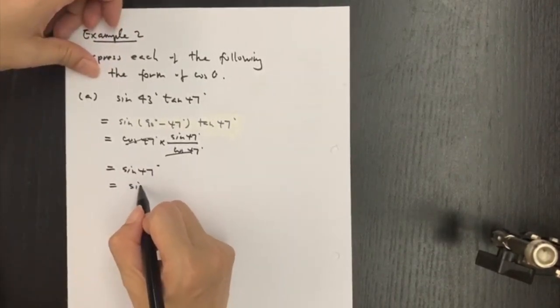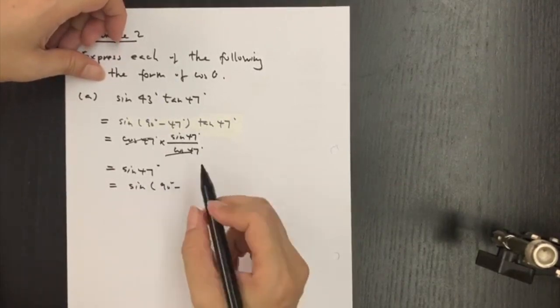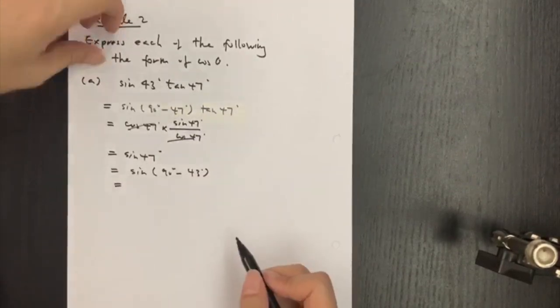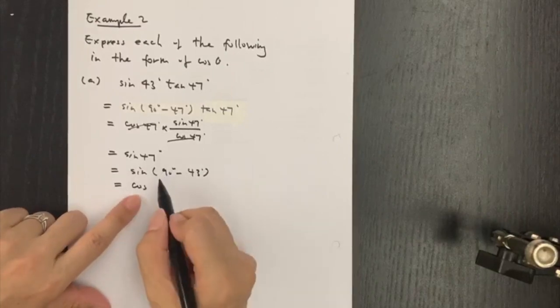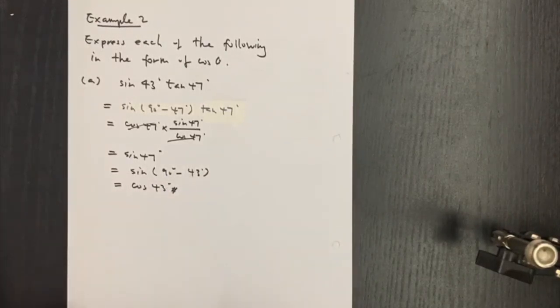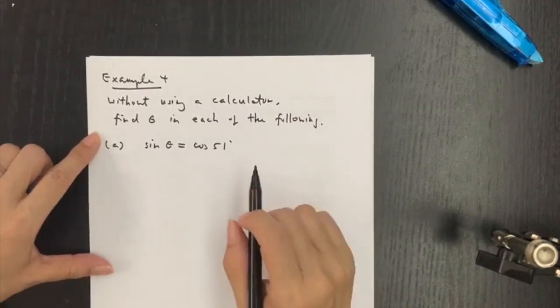And what is sine 47? 47 is the same as 90 minus 43. So I can get my answer by changing this sine into cosine. This is the same as cosine 43.